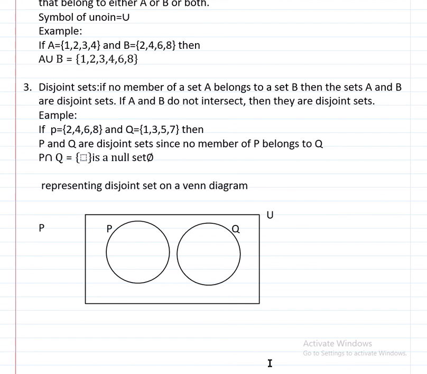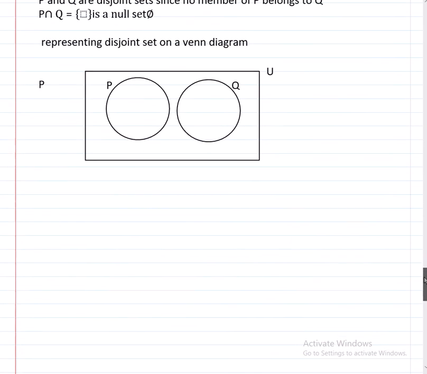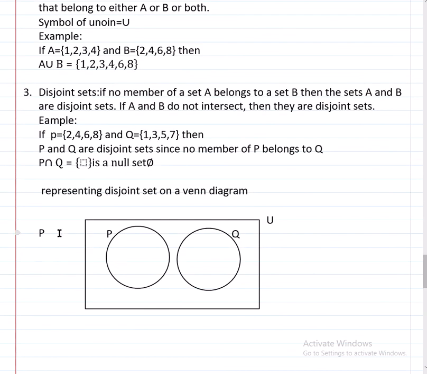We represent this disjoint set on a Venn diagram. Okay, so it means that they don't have any intersection between them. So now we know disjoint sets. Now we know a lot of things. Okay, so in our next class we are going to look at complement of a set.